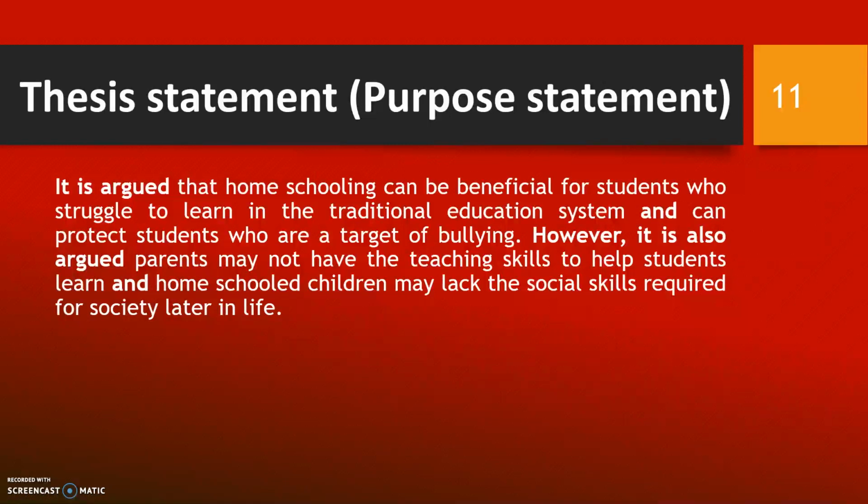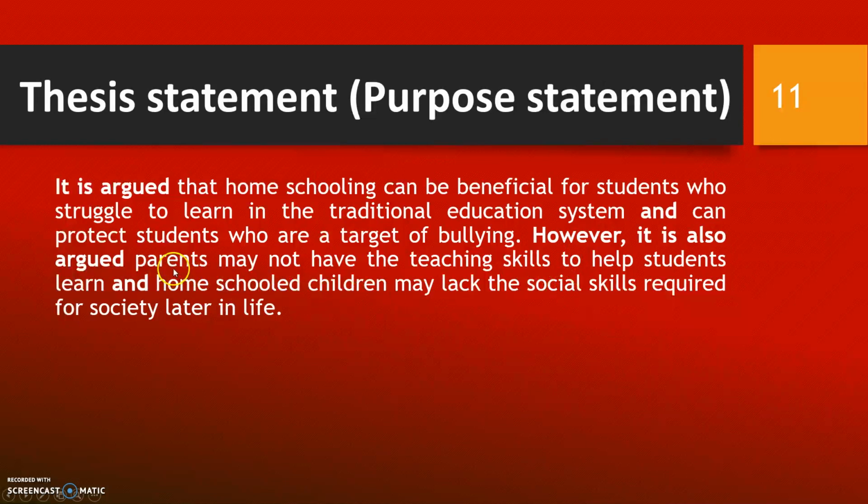Alright, so let's point out where they are. The first paragraph: homeschooling can be beneficial for students who struggle to learn in the traditional education system. So that's going to be the topic sentence in your body paragraph. And, using 'and' to connect a second idea: protect students who are a target of bullying. So they're the two advantages of homeschooling. However, remember, 'however' is a signal that highlights a contrasting idea. So that means this must be our disadvantage.